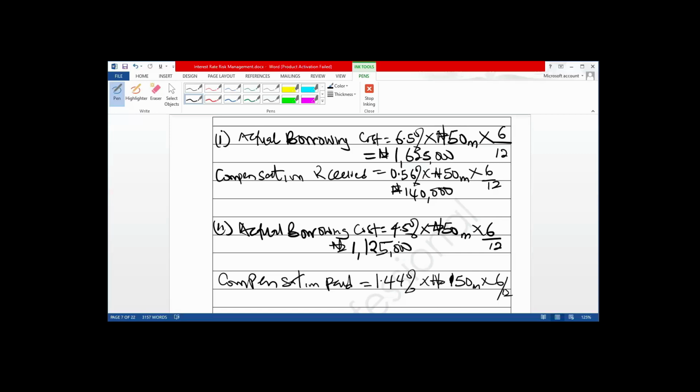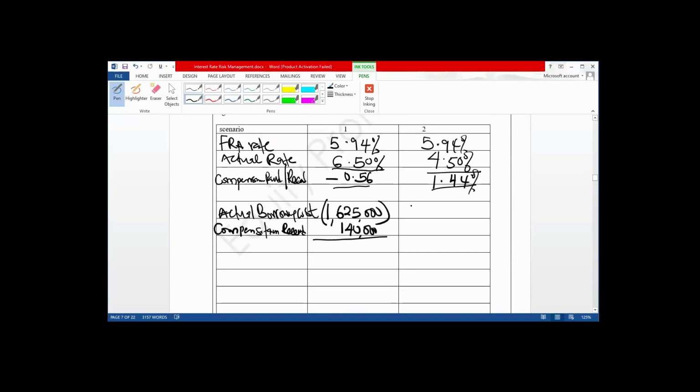$360,000. Now return here. Actual borrowing cost, 1,125,000. Compensation paid now. Additional, because we have underpaid, 360 will now be paid back to the company.